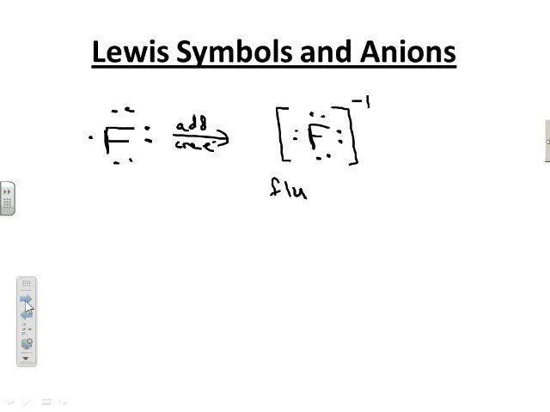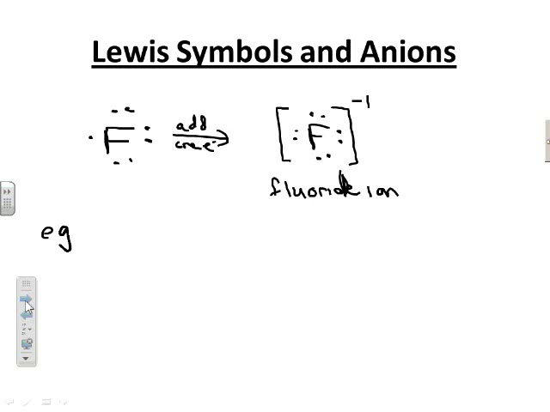Fluoride ion. What a messy thing that is. You get the idea. And its charge is -1. Okay? Let me do another example for you.